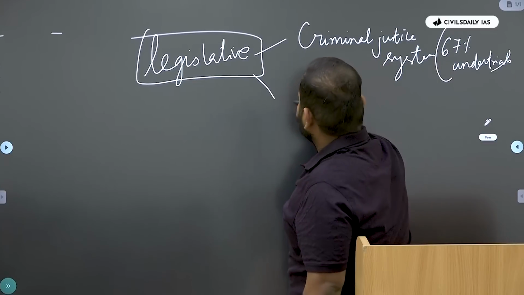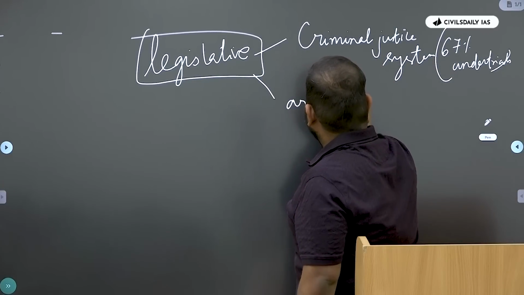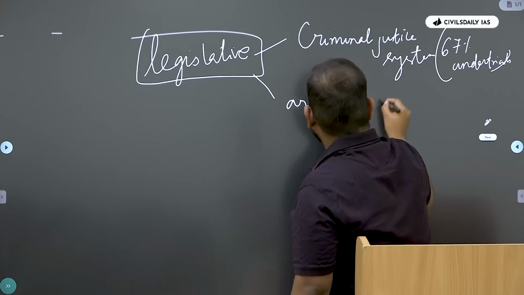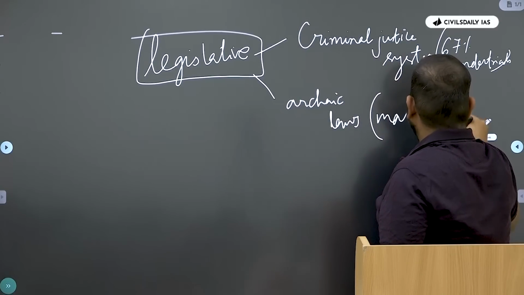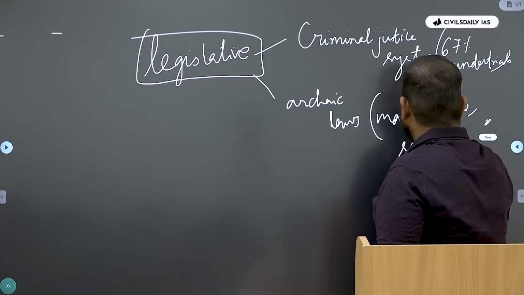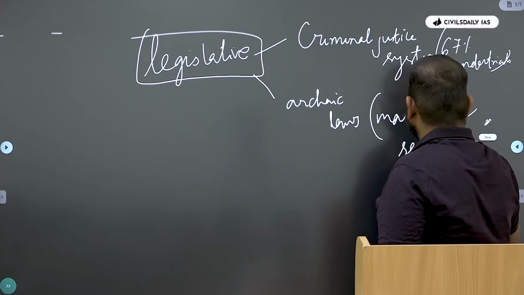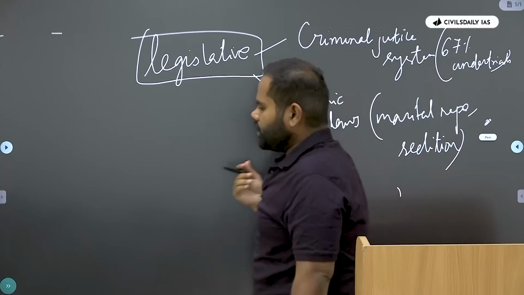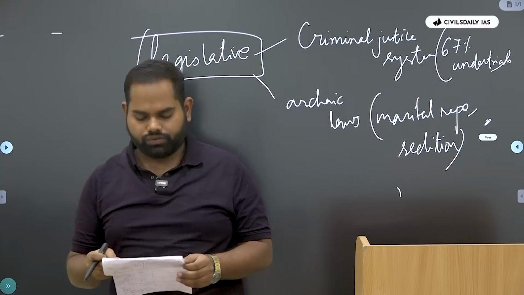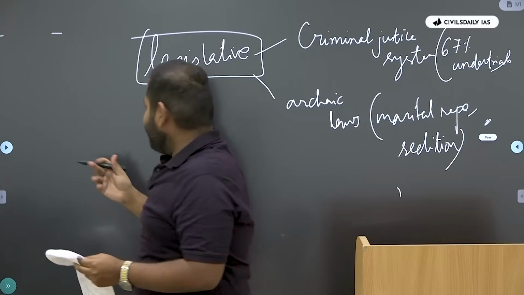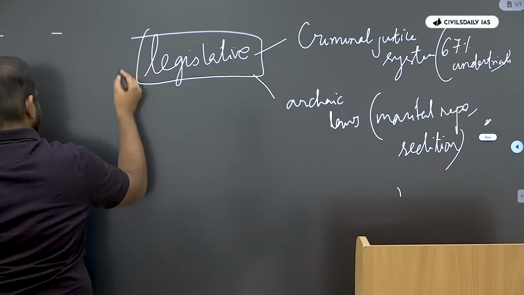We have archaic laws, for example, marital rape. We have sedition and its provisions, and the lack of clarity and the ambiguity around them also creates backlogs for the Indian judiciary. Then another point, this I think would be our D.